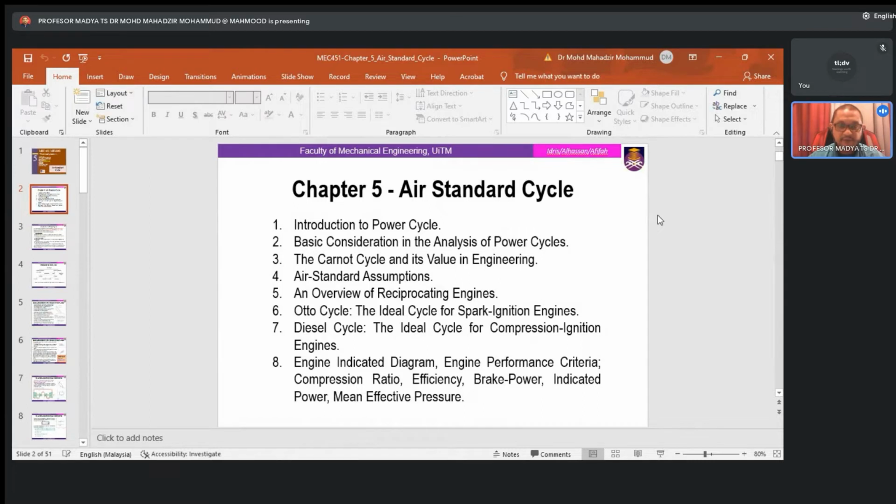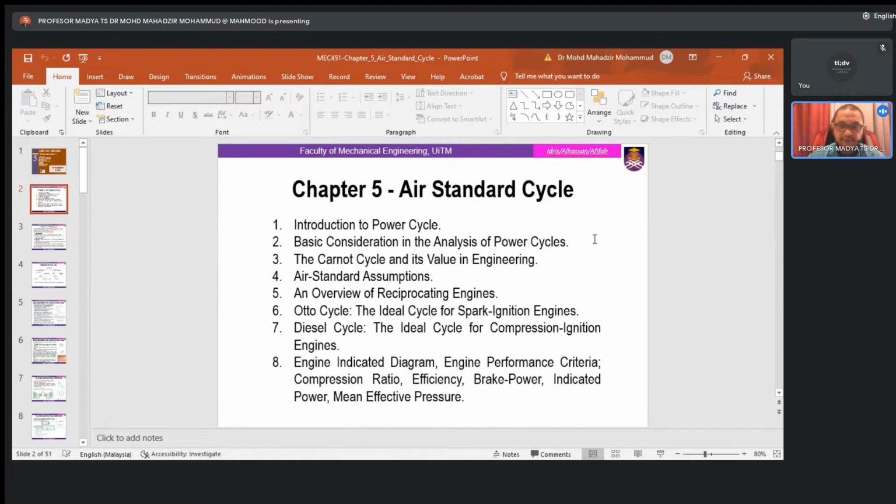What I will talk about is an overview of reciprocating engines, the engine's performance criteria, also the engine indicator diagram, and the Otto cycle. That is for the ideal cycles for spark ignition engines.